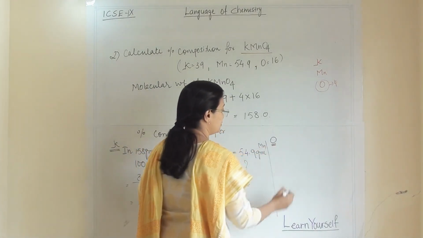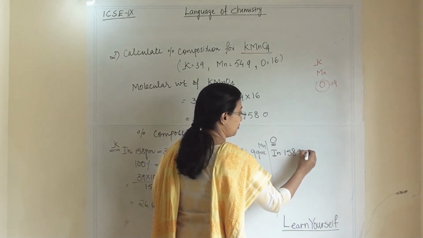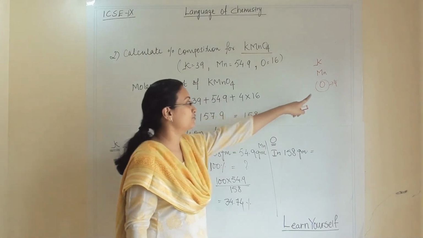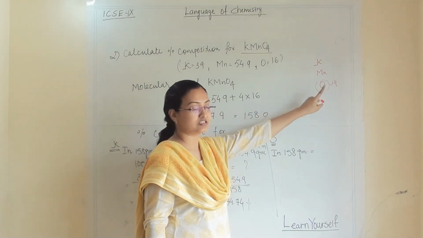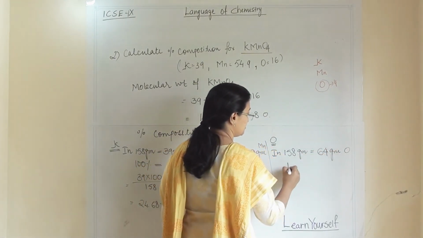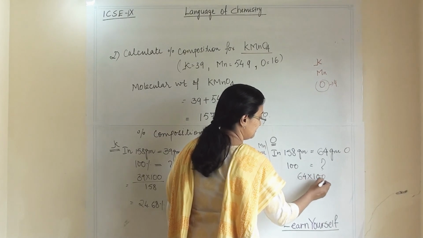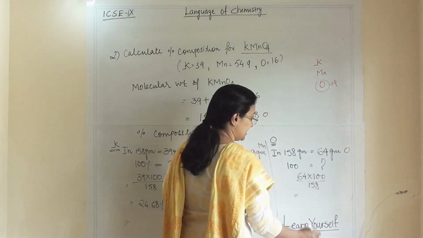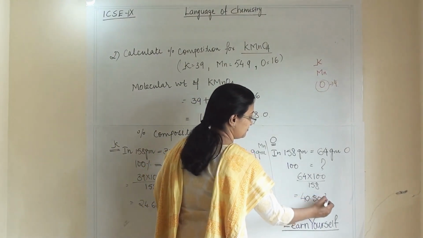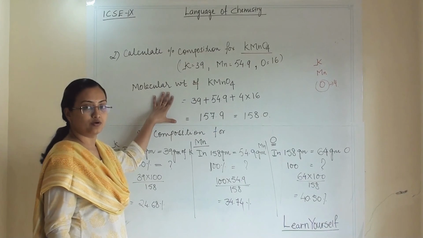Now for oxygen. So in 158 gram of KMnO4 our oxygen is 64. There are 4 atoms of oxygen. So we are not taking 16. We are taking 64. 64 gram of oxygen is present. Then at 100, how much? 64 into 100 divided by 158 and our answer is 40.50%. So in percentage composition, the first step is you have to find out molecular weight.